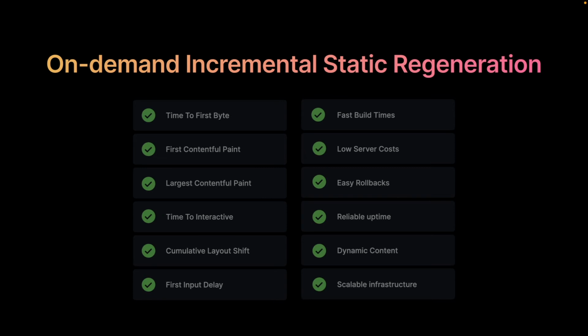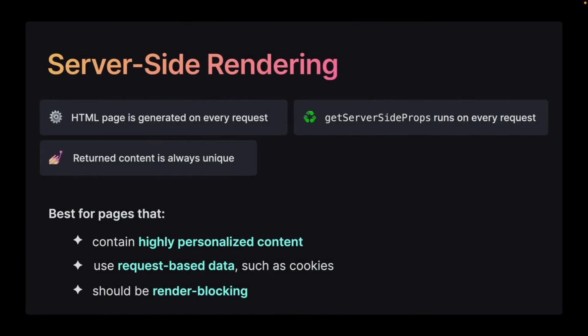For example, for highly dynamic, personalized pages that are different for every user. In that case, we might want to use server-side rendering. Whereas we generated the HTML at build time using static generation, with server-side rendering, we generate on every request. This can be a great approach for pages that contain highly personalized data, for example, data based on a user cookie or just generally any data that's contained within the user's request. It's also really good for pages that should be render blocking, for example, based on user authentication.